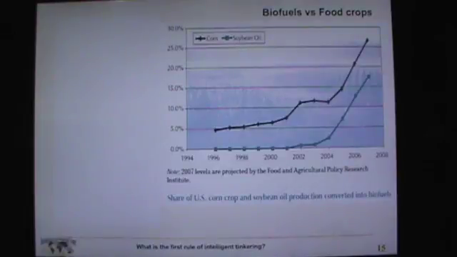Looking at biofuels as opposed to food crops, this is the production of corn and soybeans for biofuel. This is how much is converted to biofuels. In 1996, about 5% of all the corn produced was converted into biofuels. By 2007, 2008, whatever year you want to look at, more than a quarter of the corn production and about 15% of the soybean production was dedicated to putting in gas tanks, essentially. Ethanol.